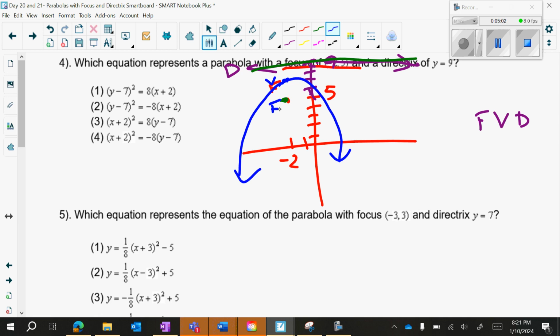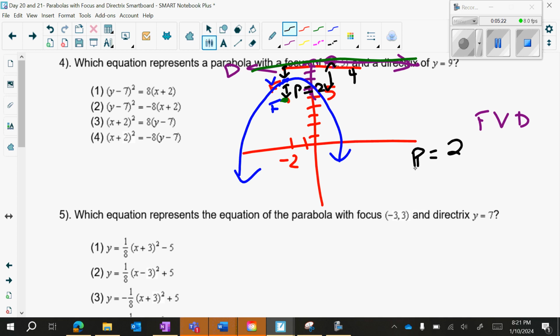Okay, so if the focus is (-2, 5) and the directrix is y = 9, the vertical distance from 5 to 9, this whole distance, is 4. So half of 4 is going to be the P, which is 2. So P is 2. I'll write that down, P equals 2.